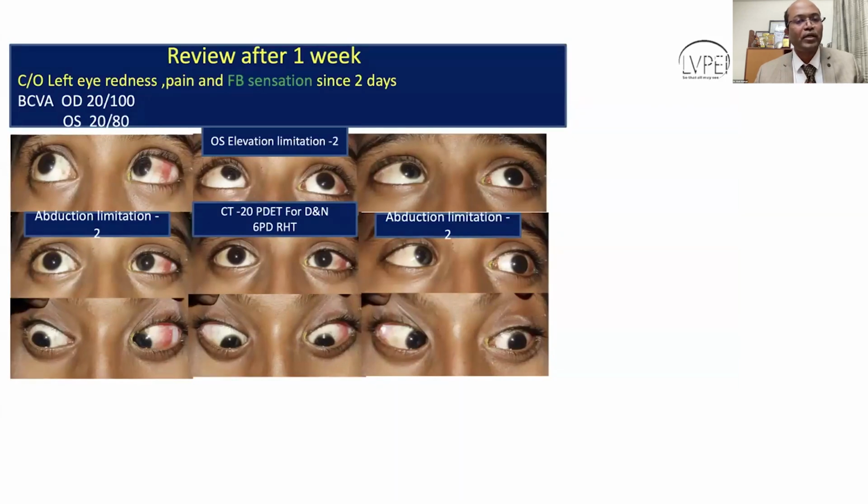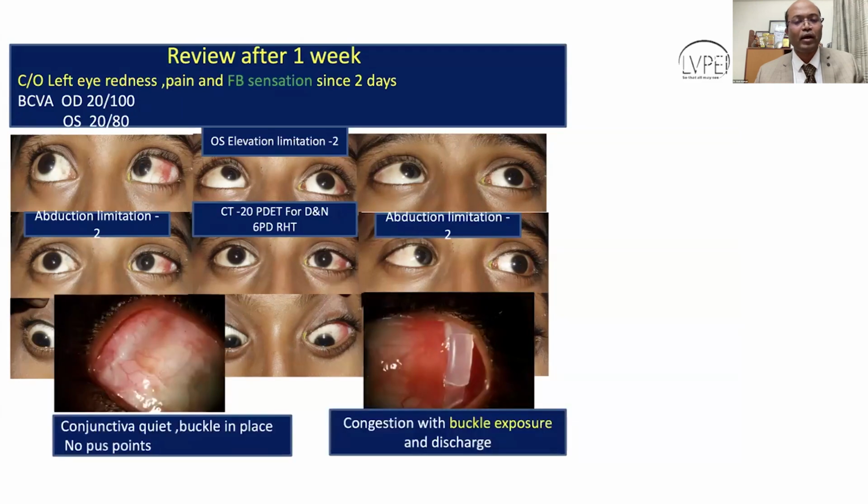You can appreciate that up to 1 week, the inflammation had reduced. I was thinking, oh my God, we are on the right side, and the patient was very happy. However, at this presentation, he started having foreign body sensation. At this visit, there was buccal exposure, and again that particular quadrant presented with fiery red congestion and discharge.